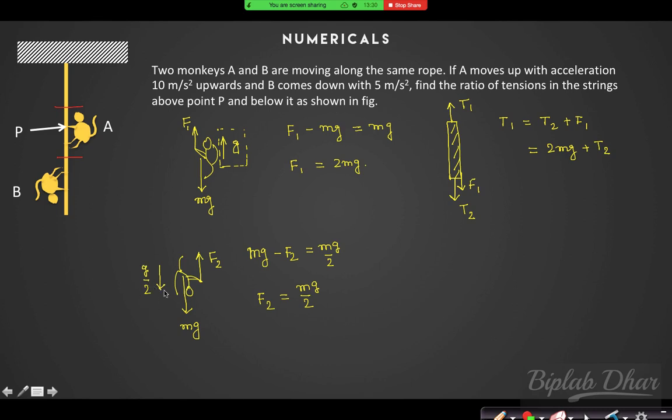Yes, if the acceleration is less than g, then obviously there is an upward force. Definitely the friction force will be upward. Otherwise, its acceleration will be more than g. Okay. Now, in the similar way, can you draw the free body diagram of the lower part of that string?